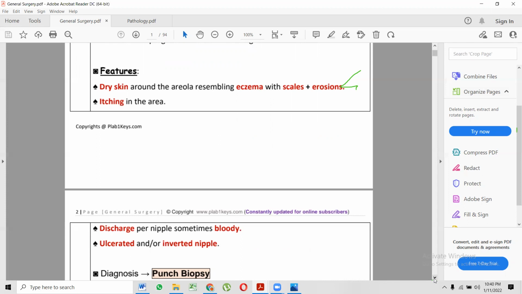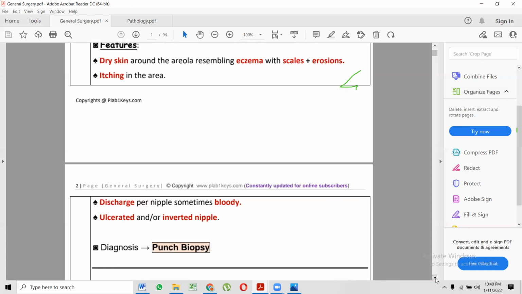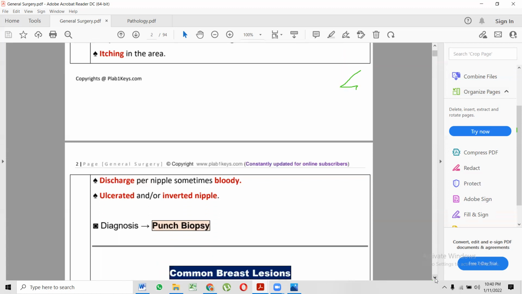So, a female with eczema like changes around her areola or dry itchy skin with scales and a bloody discharge from nipples and inverted or ulcerated nipples, and the diagnosis is most likely Paget disease of nipple or breast. The diagnosis is made by punch biopsy. What is punch biopsy? In punch biopsy, a circular tissue is taken by using a needle which is also circular in shape.